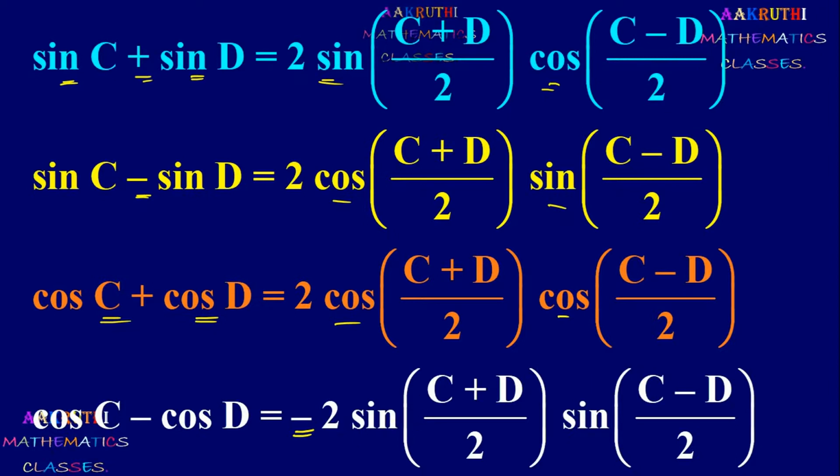So these are important transformation formulas. sin c plus sin d is 2 sin((c+d)/2) cos((c-d)/2); sin c minus sin d is 2 cos((c+d)/2) sin((c-d)/2); cos c plus cos d is 2 cos((c+d)/2) cos((c-d)/2); and cos c minus cos d is minus 2 sin((c+d)/2) sin((c-d)/2).